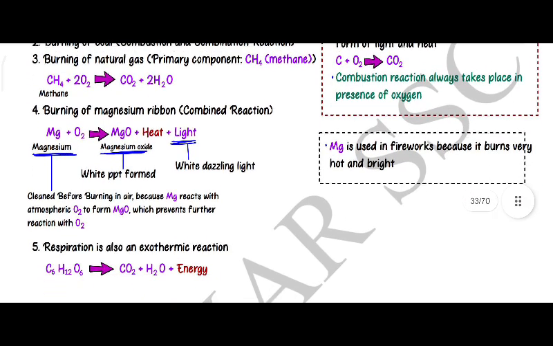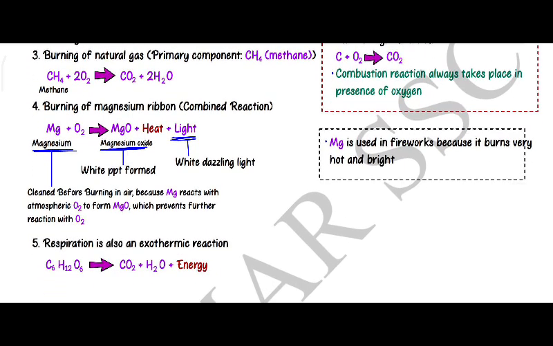Burning of magnesium ribbon, a combination reaction. Magnesium plus oxygen gives magnesium oxide plus heat plus light. Magnesium is cleaned before burning in air because magnesium reacts with atmospheric O2 to form MgO, which prevents further reaction with O2. MgO, magnesium oxide, a white precipitate, is formed. Light, white dazzling light. Mg is used in fireworks because it burns very hot and bright.